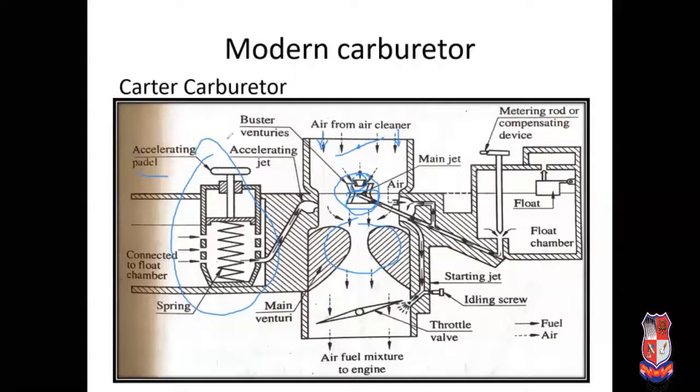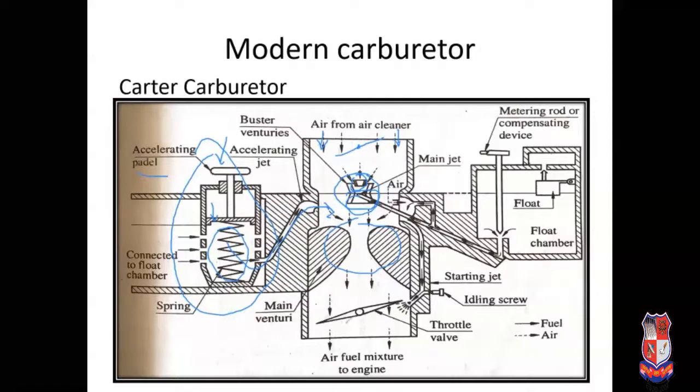When pressure is applied on the accelerating pedal, the plunger will move downward. Previously stored fuel is pushed through this passage and directly injected into the venturi tube. So an additional amount of fuel is supplied by this arrangement. During the sudden acceleration, more fuel is supplied and we can get a rich mixture.